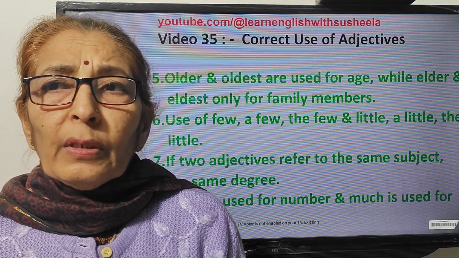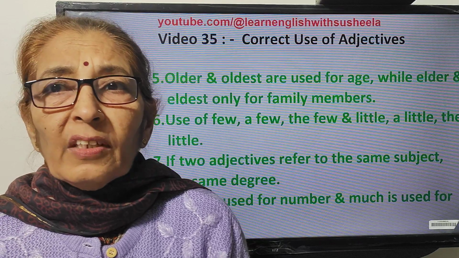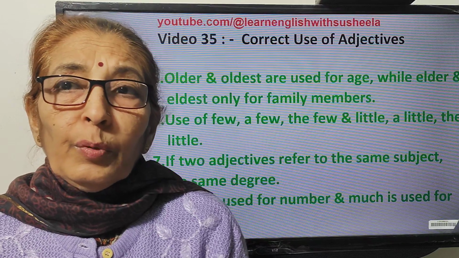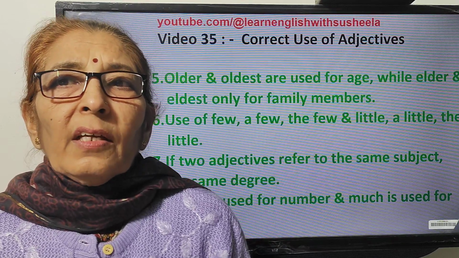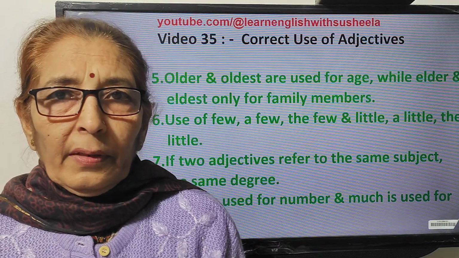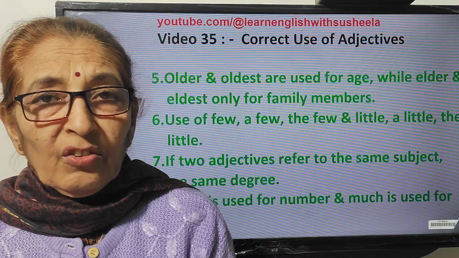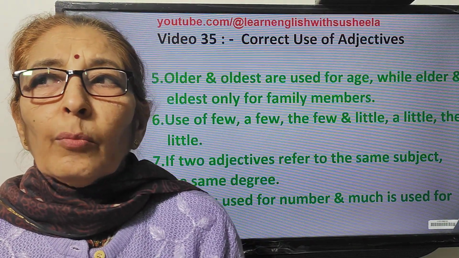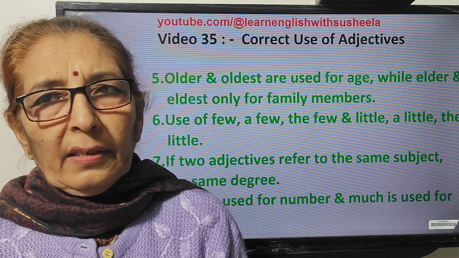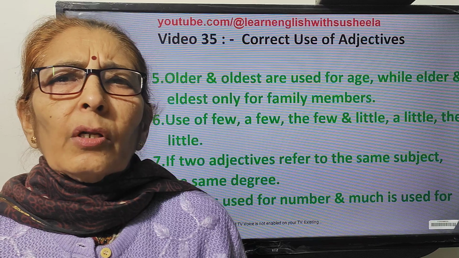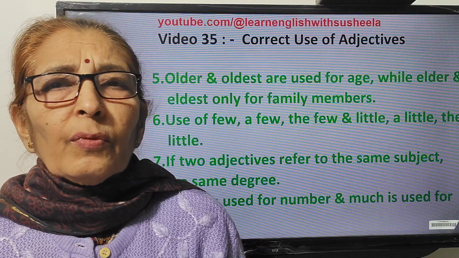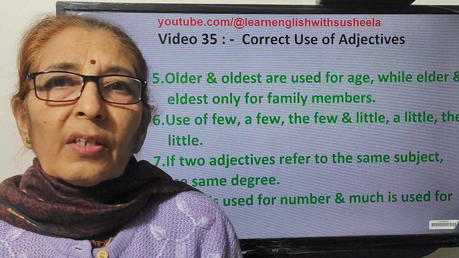If two adjectives refer to the same subject, use the same degree. It means you are using two adjectives, and both should be in the same degree. Just as he is abler and more intelligent. Abler is comparative, so the next one also will be in the comparative degree, using more intelligent. Next, many is used for number and much is used for quantity. Many: many students always bunk from the class. Much: he has much money to spend. So this way you can use adjectives correctly.